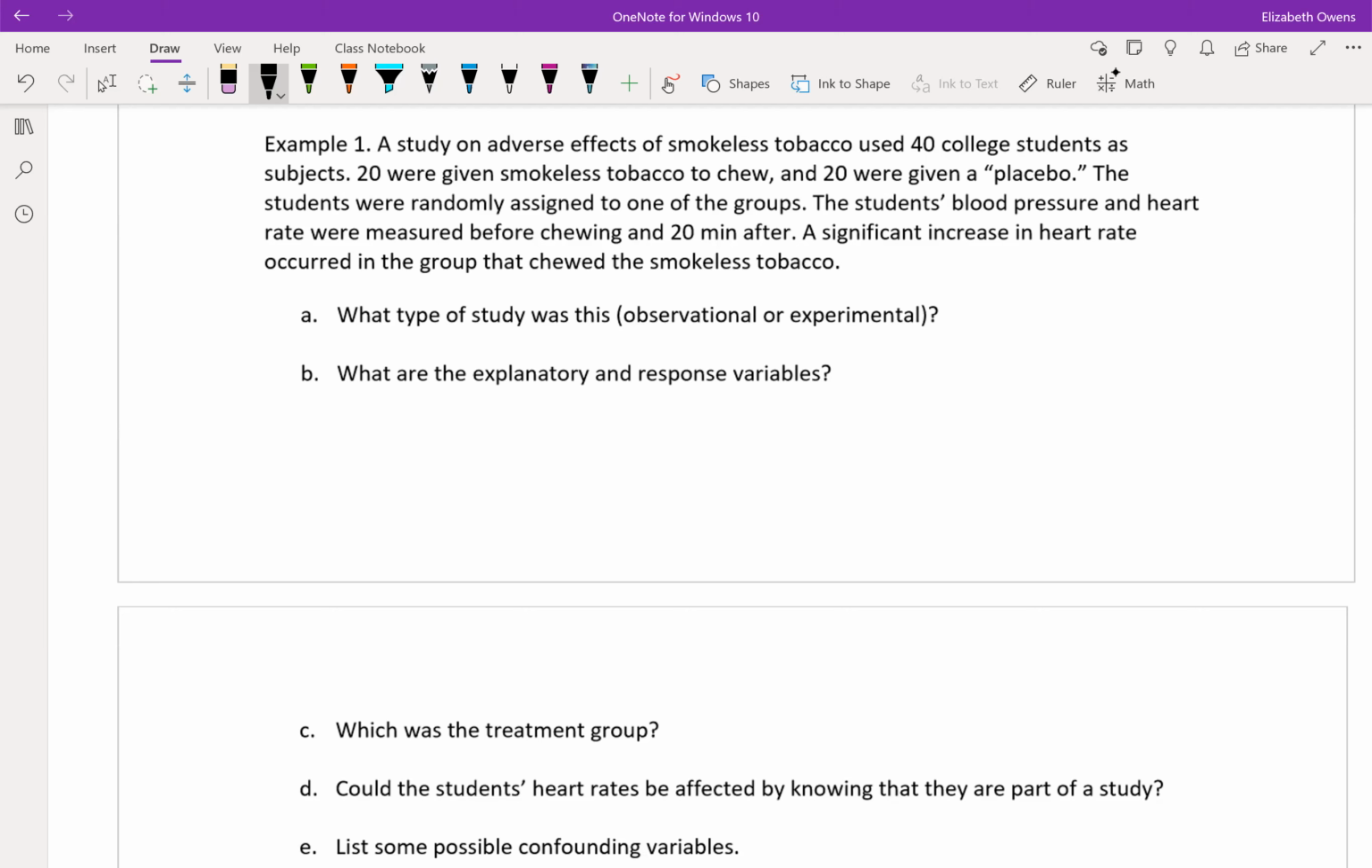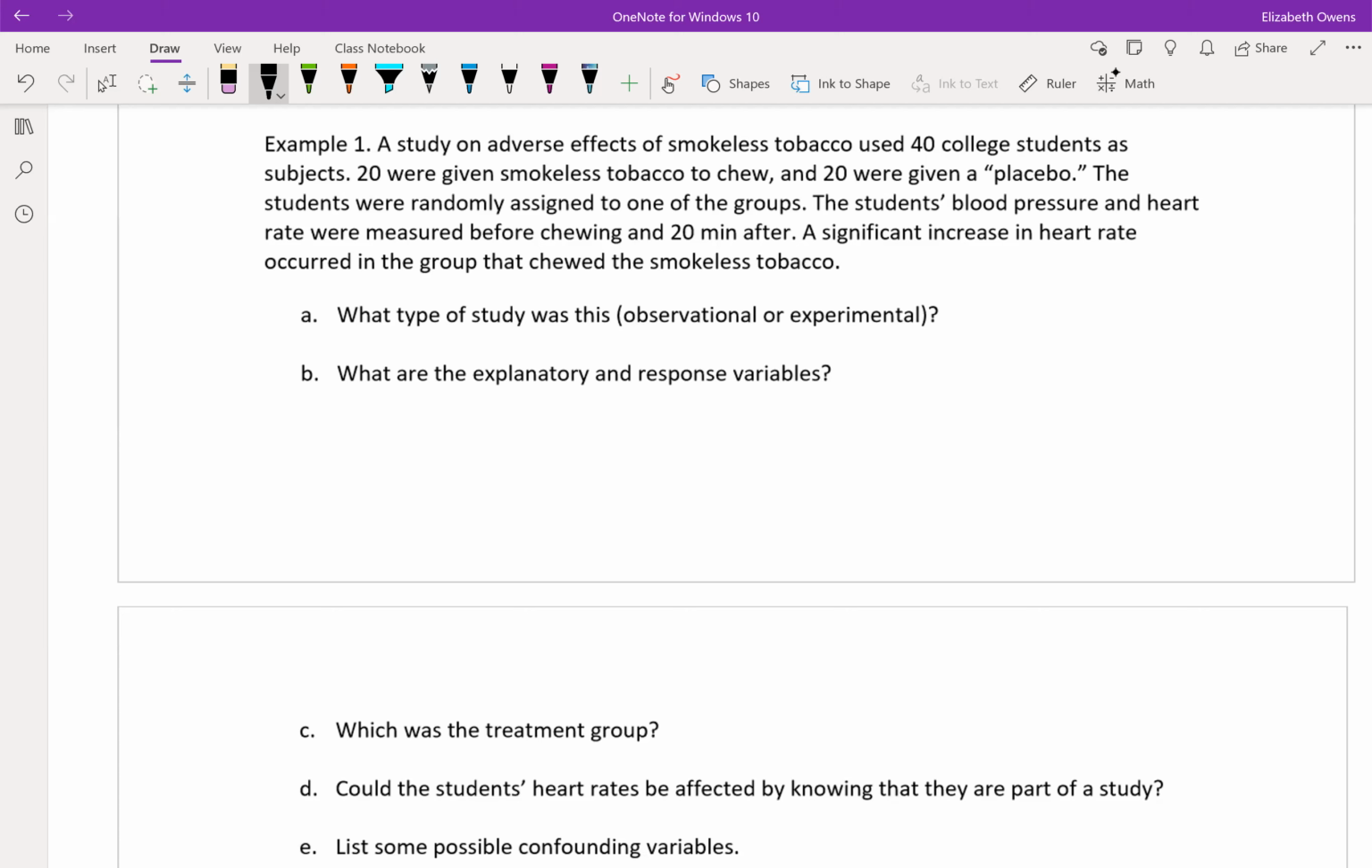A study on adverse effects of smokeless tobacco used 40 college students as subjects. 20 were given smokeless tobacco to chew, and 20 were given a placebo of some sort. The students were randomly assigned to one of the groups. The students' blood pressure and heart rate were measured before chewing and 20 minutes after. A significant increase in heart rate occurred in the group that chewed the smokeless tobacco.